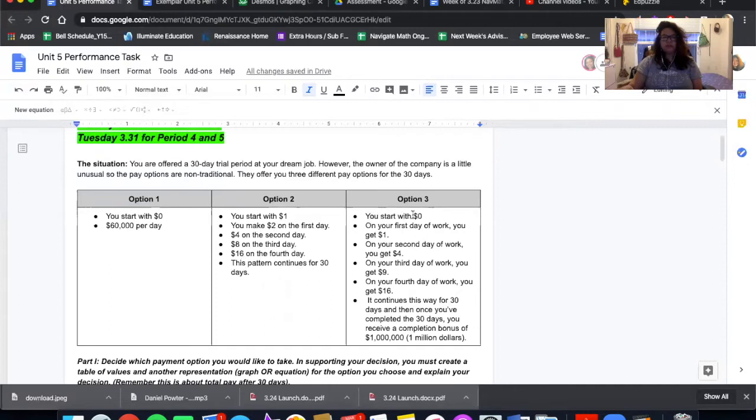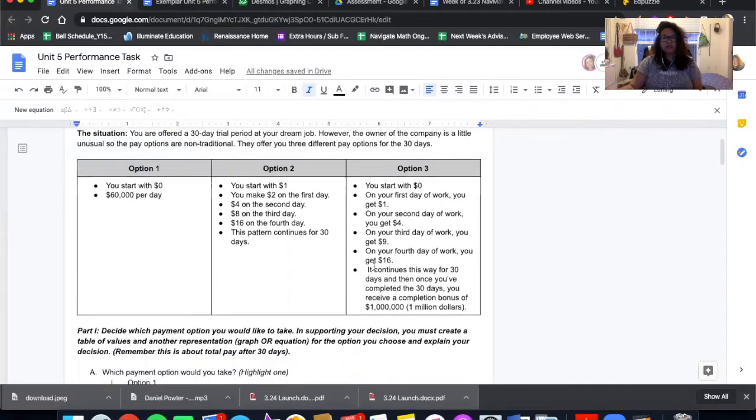Option 3 says you start with $0. On the first day of work, you get $1. On the second day of work, you get $4. On the third day of work, you get $9. And on the fourth day of work, you get $16. It continues this way for 30 days, and then once you've completed the 30 days, you receive a completion bonus of $1 million.